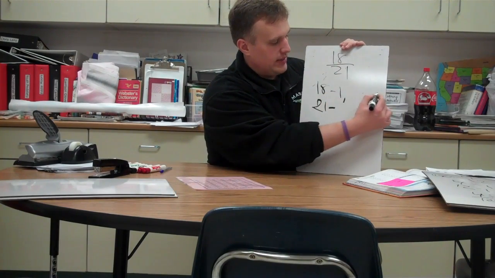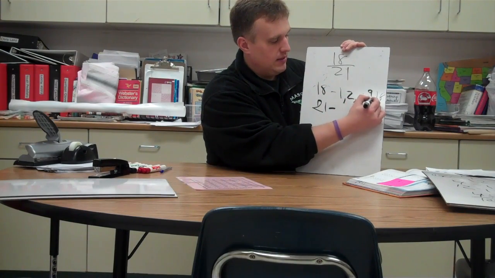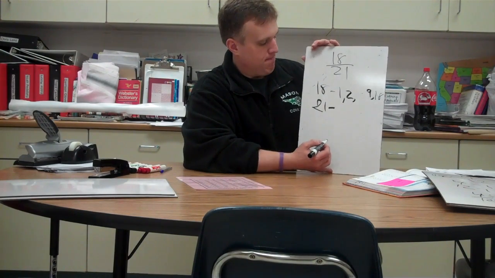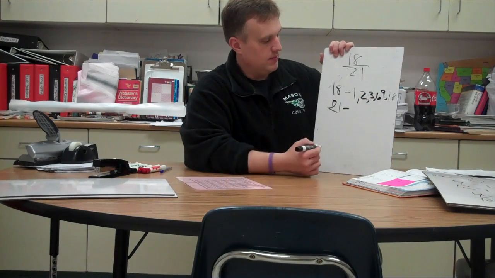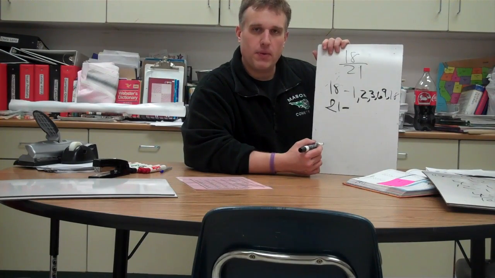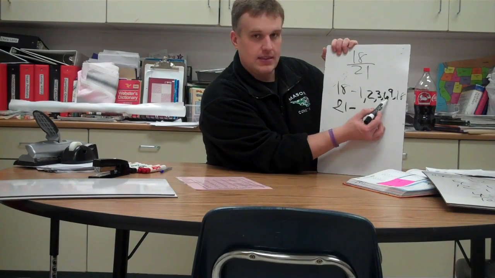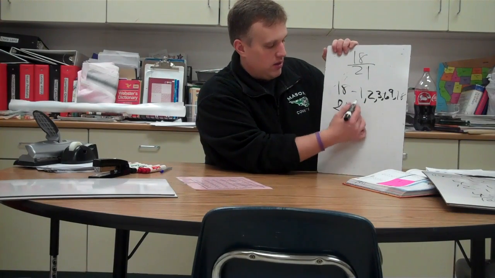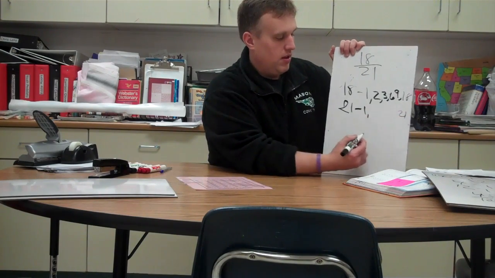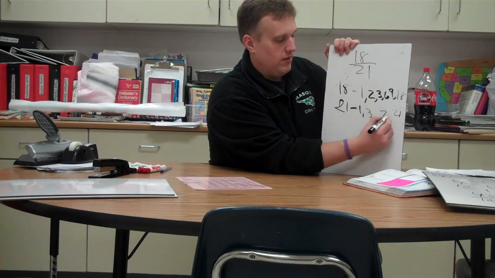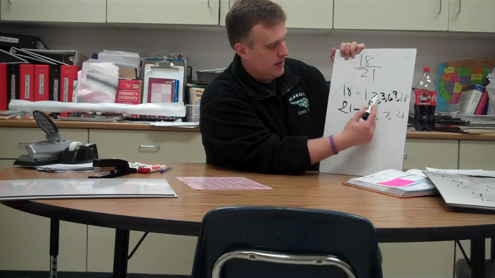Okay, my factors are 1 and 18. I can multiply 2 times 9. I can multiply 3 times 6. I cannot multiply 4 by anything to get 18. I cannot multiply 5 by anything to get 18, and then I'm back at 6 here in my list, so I know I'm finished. 21, we did this one in another problem: 1 times 21, and then 3 times 7.